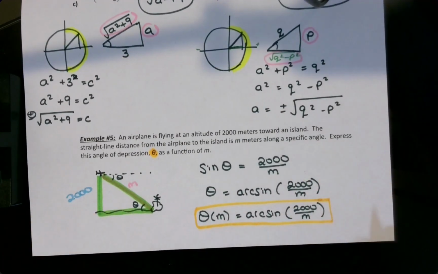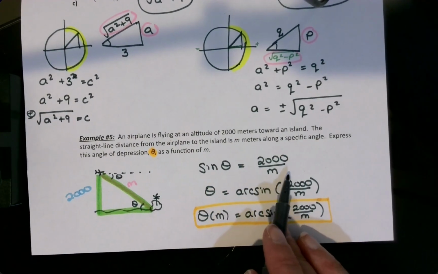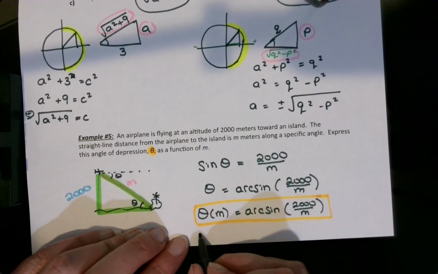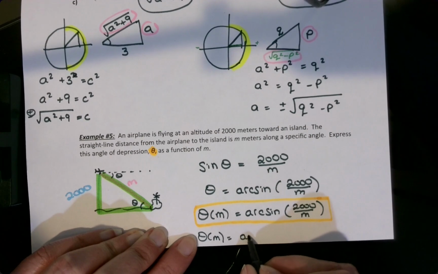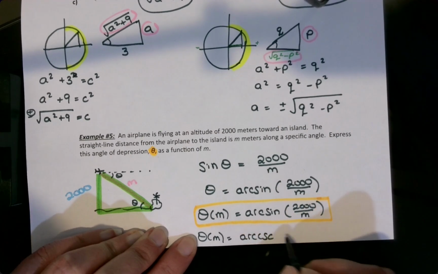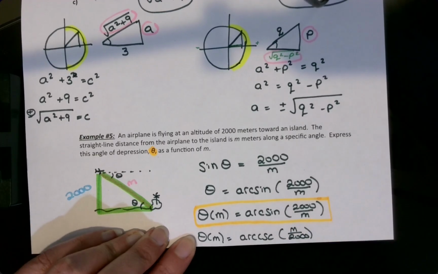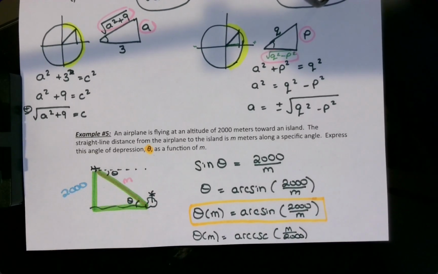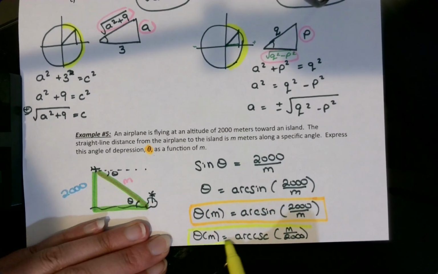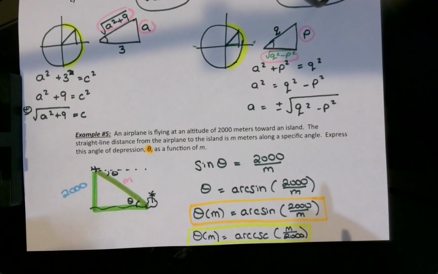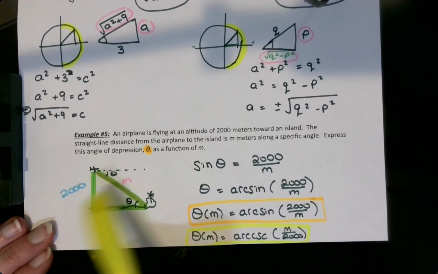If you chose instead to set this up with the cosecant function, your answer would have looked a little different. You just would have ended up with the arc cosecant of m over 2000 instead. So there's not one unique answer. That would be an alternative answer if you had used that ratio instead. But you definitely needed to use one of those with the information you were given, since you had side opposite and side hypotenuse.